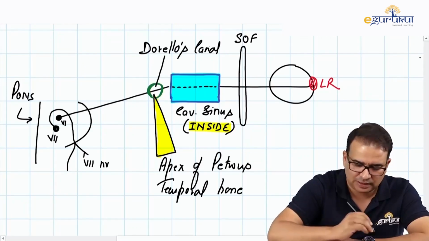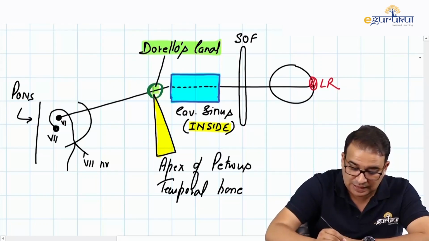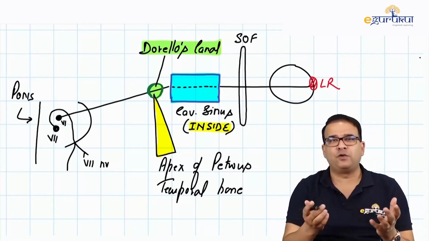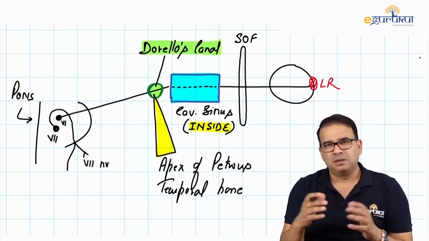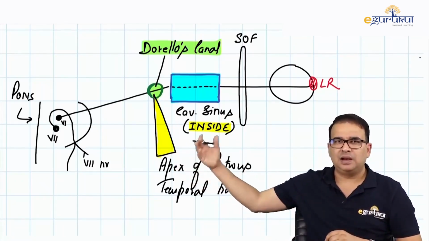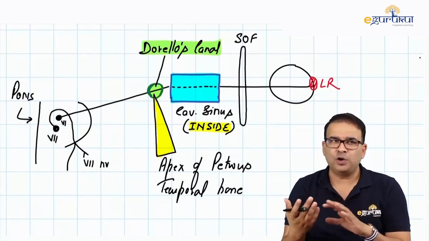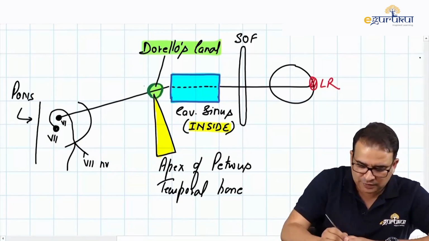That's Dorello's canal. So it's another very, very important piece of information that the sixth nerve passes through this ligamentous canal called Dorello's canal. And let's say if the question is asked which ligament forms the Dorello's canal, the ligament is called the petroclinoid ligament. It's coming from the petrous part of bone and it is going to the clinoid process of sphenoid bone. So petroclinoid, or you can call it petrosphenoid also, because clinoid processes are part of sphenoid bone.